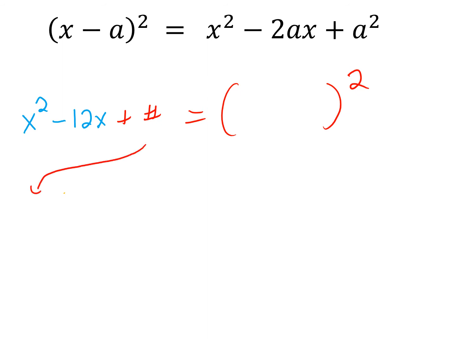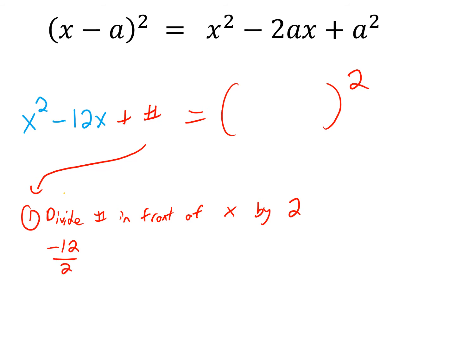Well, first thing you do is you divide the number in front of x by 2. So you take the number negative 12. Make sure you include the negative. I know it's going to get squared away, but you'll see in a minute why we need it. So you take the number negative 12 and you divide by 2, and you get negative 6. Always divide by 2. And then you square the number negative 6, and you get 36. 36 is the number that you're going to have to add so that it becomes something squared.